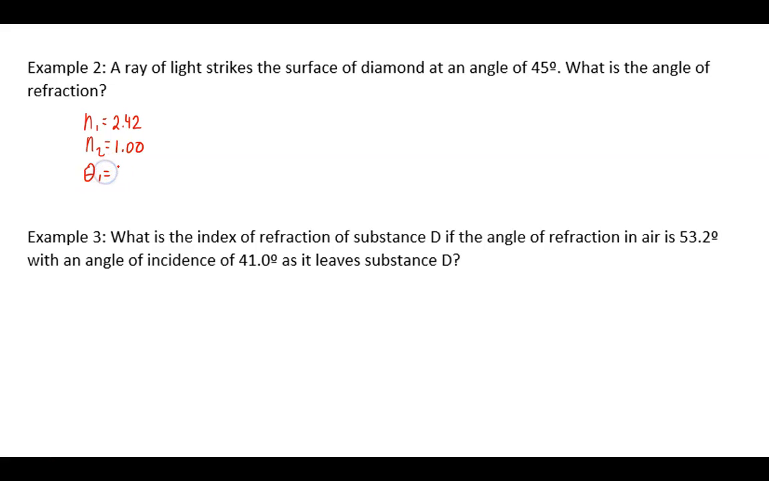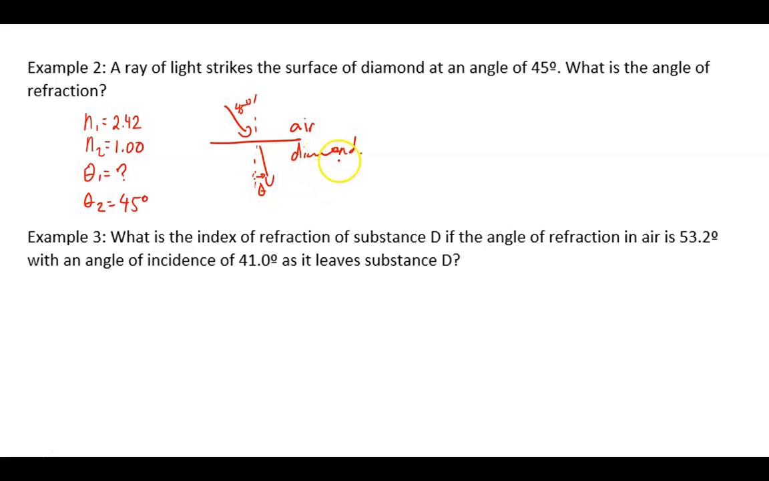Theta 1 is what we're looking for, and theta 2 is 45 degrees because as this is entering from air into diamond, it's coming in at a 45 degree angle. We know it's going to bend towards the normal because it's more dense. We just want to know what this angle is.